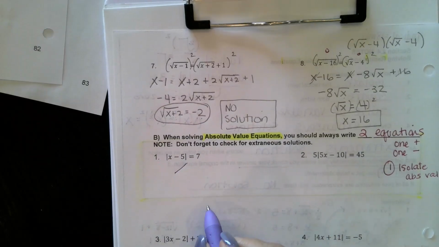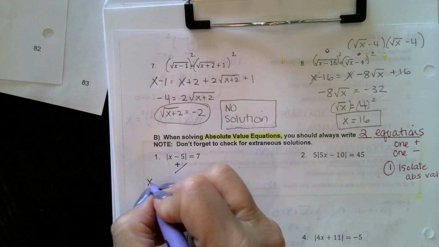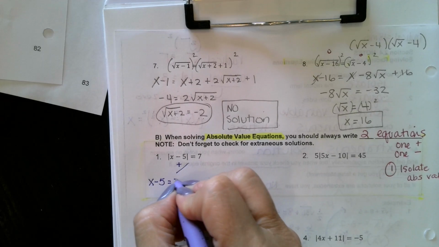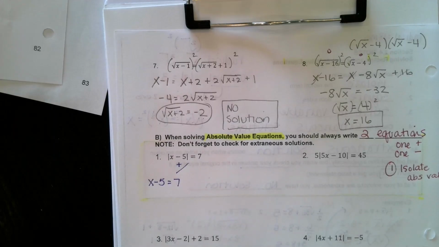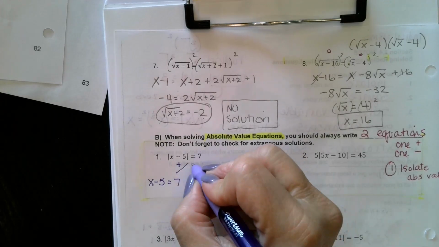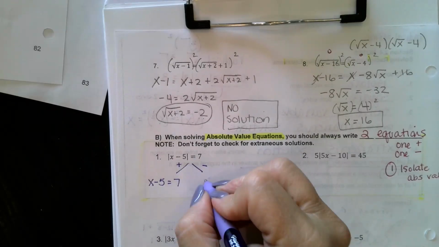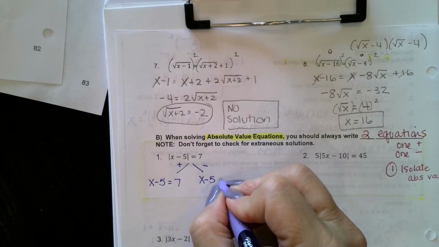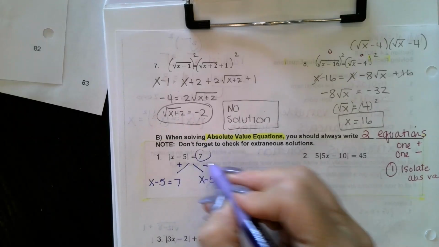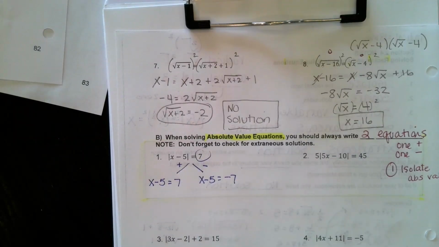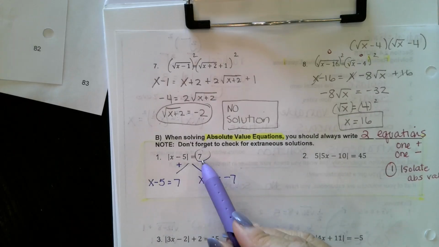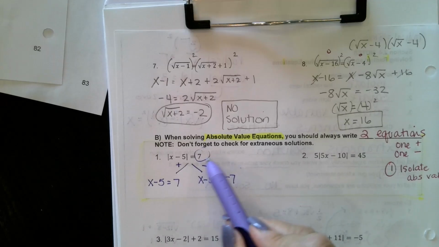So if I write a positive equation, I'm going to make this my positive equation. I'm going to just drop my absolute value bars and rewrite it. No change. If I want to write my negative, I'm going to drop my absolute value bars, and now I'm going to make everything equal a negative number. Now, I said negative number. It's not always going to be a negative number. It's going to be whatever this opposite number is.